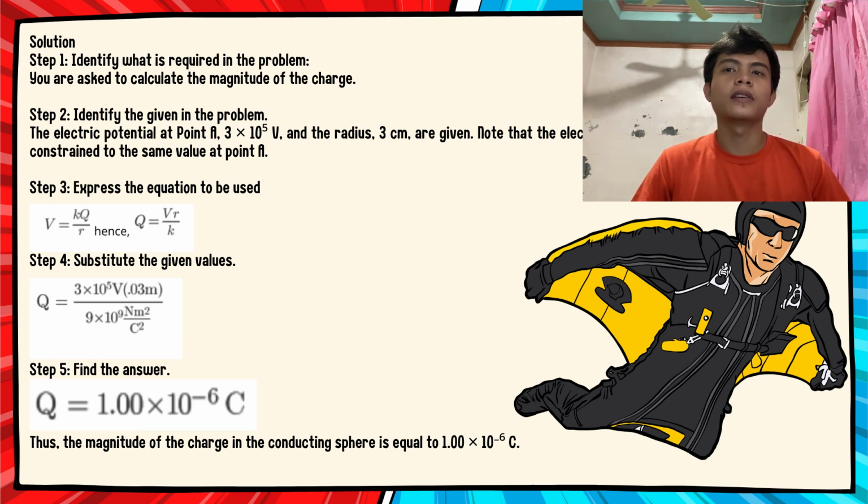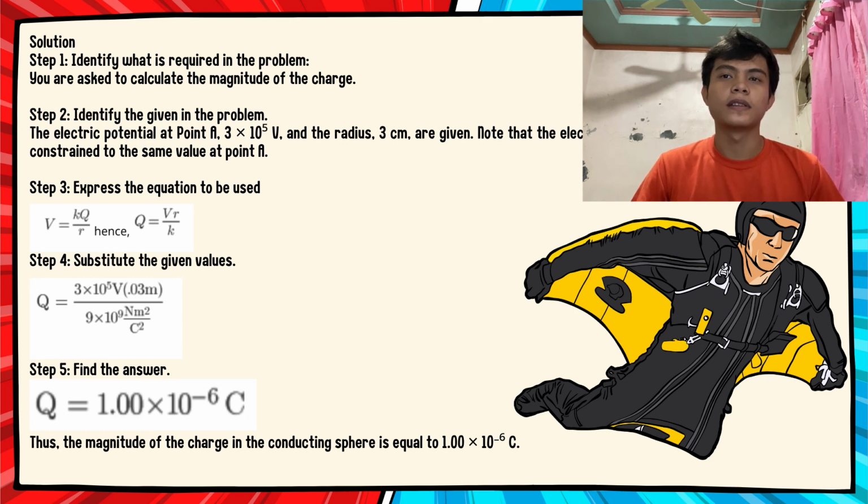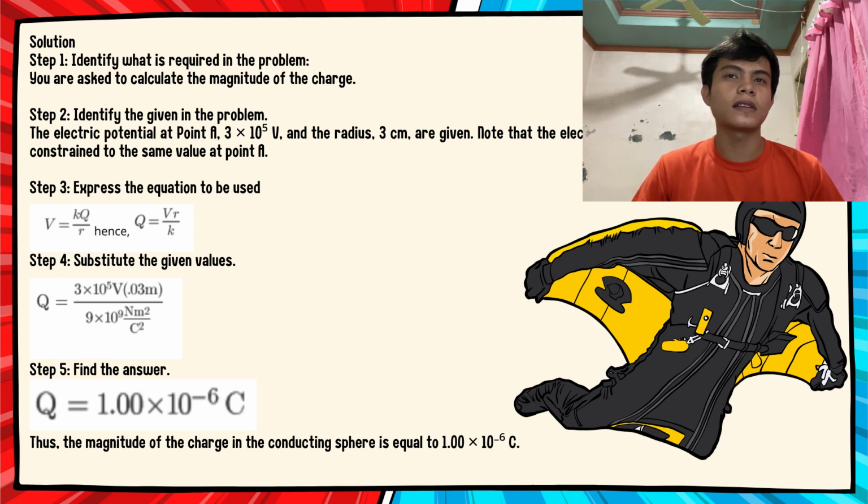Step 3, atong i-derive ang formula. So, interchange lang ang mga values. So, instead of V, mahimo nang Q since ang charge man atong pangitaon. Then, instead of Coulomb's constant, mahimo na siyang ang electric potential. Then, i-substitute lang nato. 3 times 10 to the power 5 volts mao na siya ang electric potential. Then, i-times nimo sa radius or distance, that is 0.3 meters, which is distance sa point A.